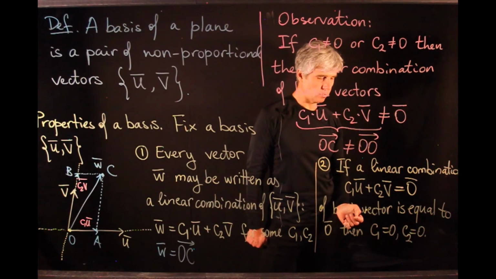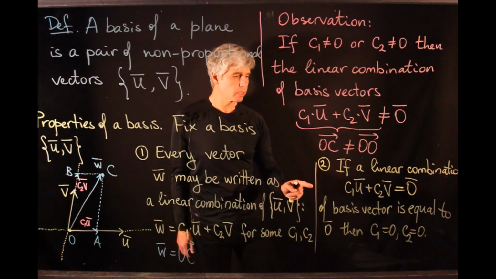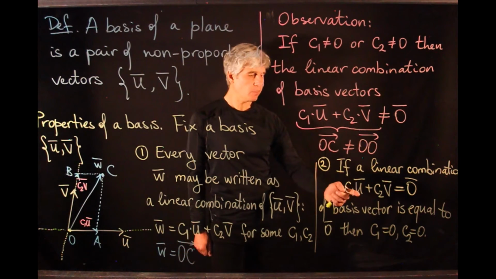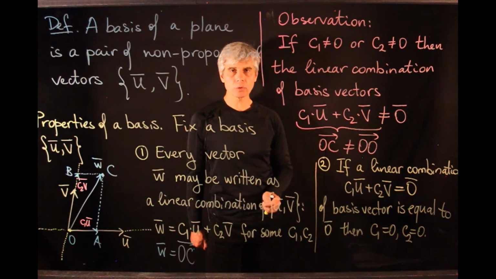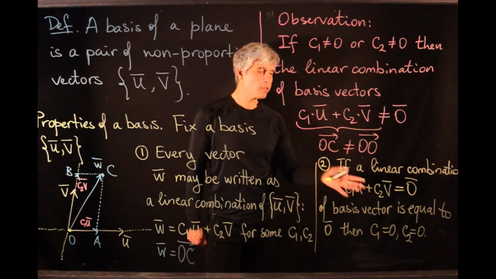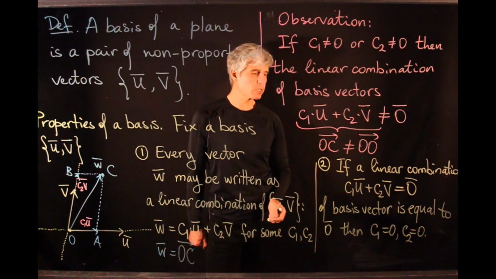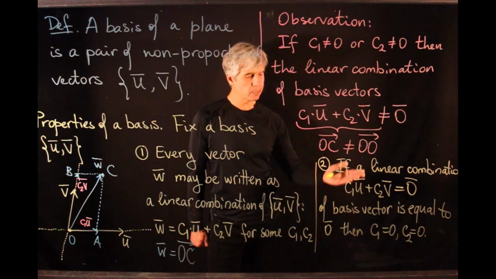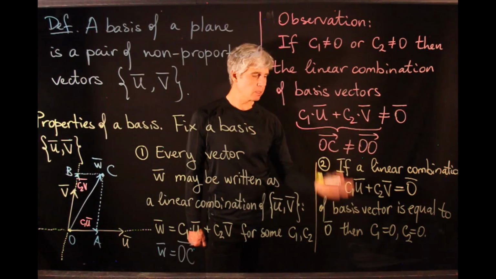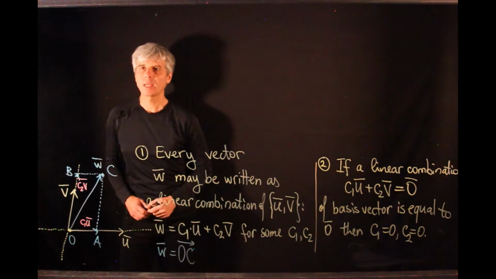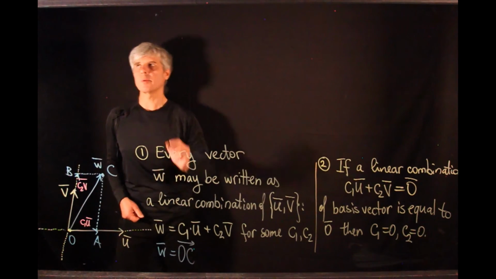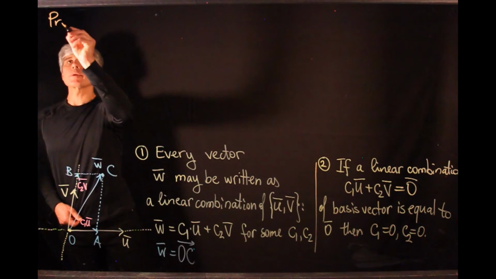We point out that this second property holds only for basis vectors. So if the vectors u and v are proportional to each other, then this property will fail. Or if we take more than two vectors, then this property will fail again. But if we have two non-proportional vectors on the plane, then this property will hold. Now, let us see how we can use vectors in order to solve problems in geometry. So let's do the following problem.